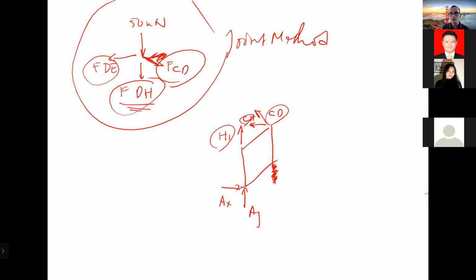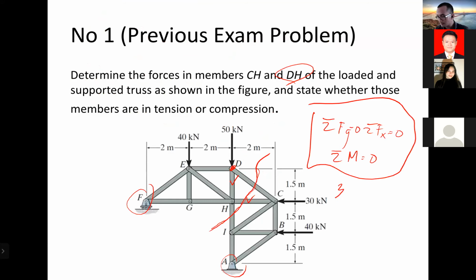Sometimes you can even do the double section method. For example, if the one in question is ED, CH, HI, and the set is ED, EF, and GH like that, then you can do like this. This is the first cut, and this is the second cut. It's okay to do so. You are allowed to do so. Okay, I understand, sir. Good.